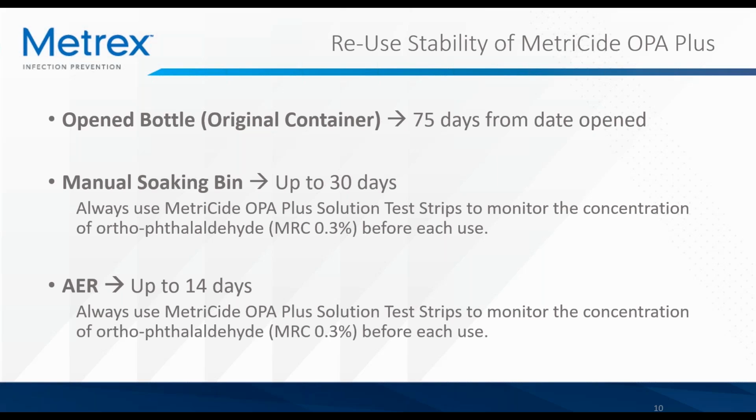After 14 days in an AER or 30 days in a manual soaking bin, the solution must be discarded, regardless of whether MetriCide OPA+ test strips indicate that the solution has a passing minimum recommended concentration of OPA. Conversely, if the test strips indicate the solution has failed to keep a minimum recommended concentration of the active ingredient OPA, you must discard the solution regardless of whether the reuse period has reached its expiration. We'll discuss more about MetriCide OPA+ test strips and how to use them shortly.